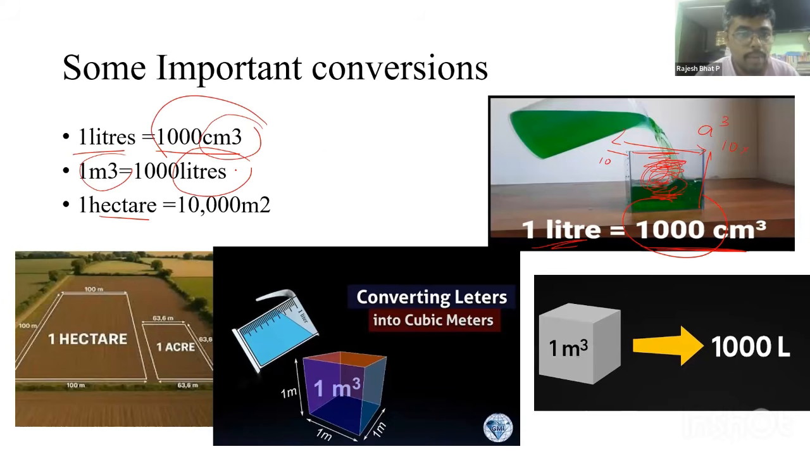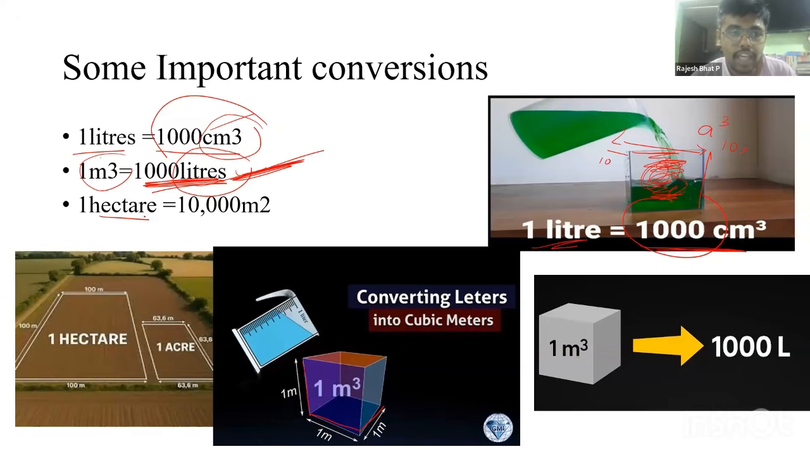Same way, what is 1 meter cube? Imagine a huge box. See here down: 1 meter height, 1 meter length, 1 meter breadth. Imagine how big it is. If you fill water in that, you know how much you can fill? You can fill 1000 liters. So if you want a tank in your house of 1000 liters, how should you build it? 1 meter height, 1 meter length, 1 meter breadth. So in 1 meter cube, how many liters? 1000 liters. Understand this properly. 1 liter is 1000 centimeter cube. 1 meter cube is 1000 liters.